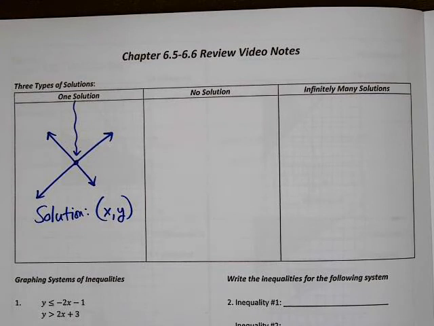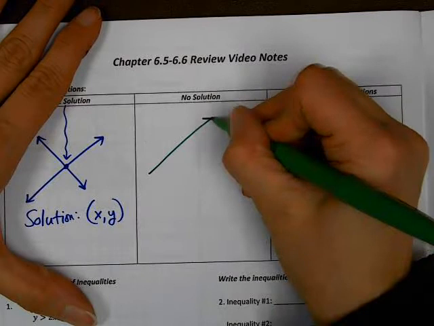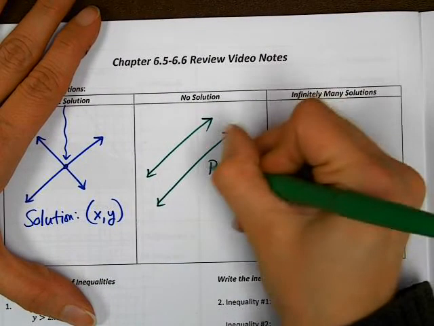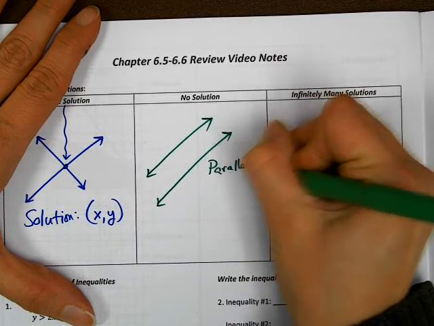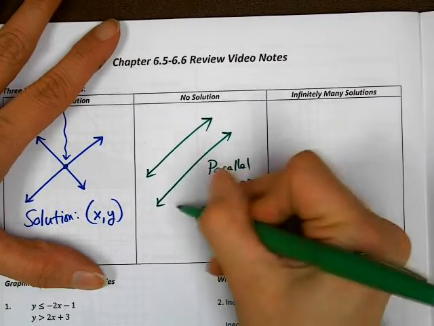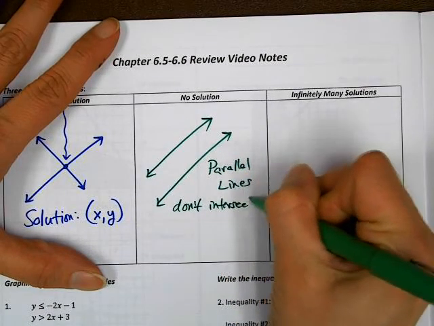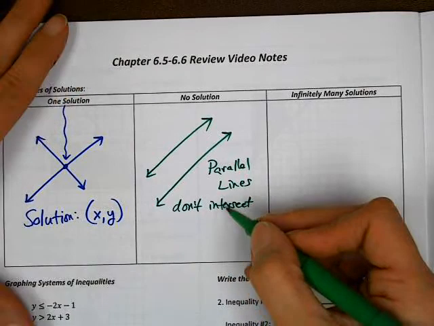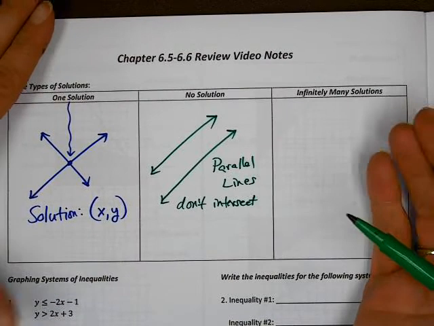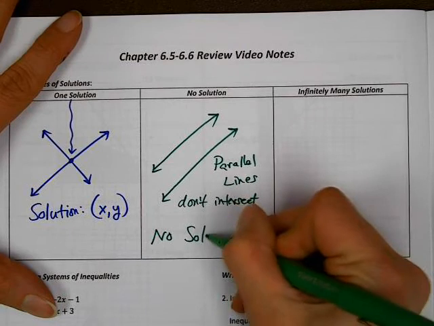Now here's the next thing that I need you to know. What if I graph the two lines and they end up being parallel? Parallel lines don't intersect. And if they don't intersect, which point do they have in common? The answer is none. They don't. And that's why we would say no solution.